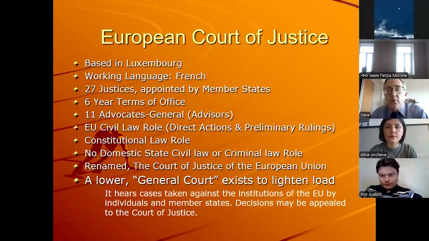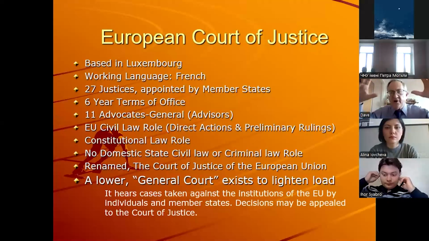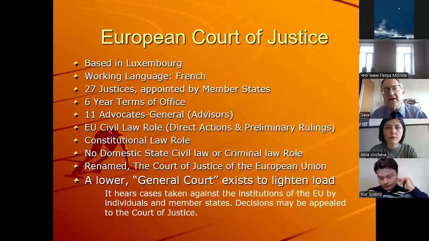Now, with the Treaty of Lisbon, they formally named the court the Court of Justice of the European Union. So that's the formal name of the court now. But everybody just says the Court of Justice. And the Treaty of Lisbon made a lower court called the General Court to help the Court of Justice. So now there are actually two courts of justice: this lower court called the General Court and the higher court, to lighten the amount of work because there were just too many cases.